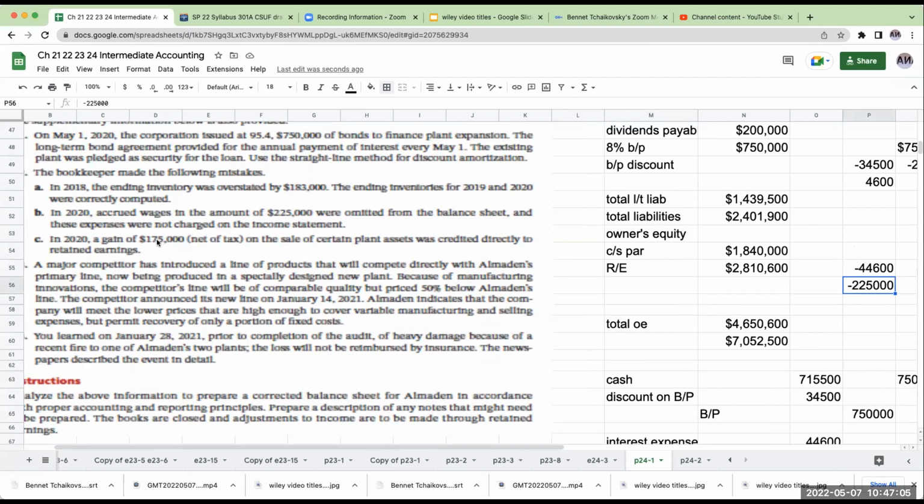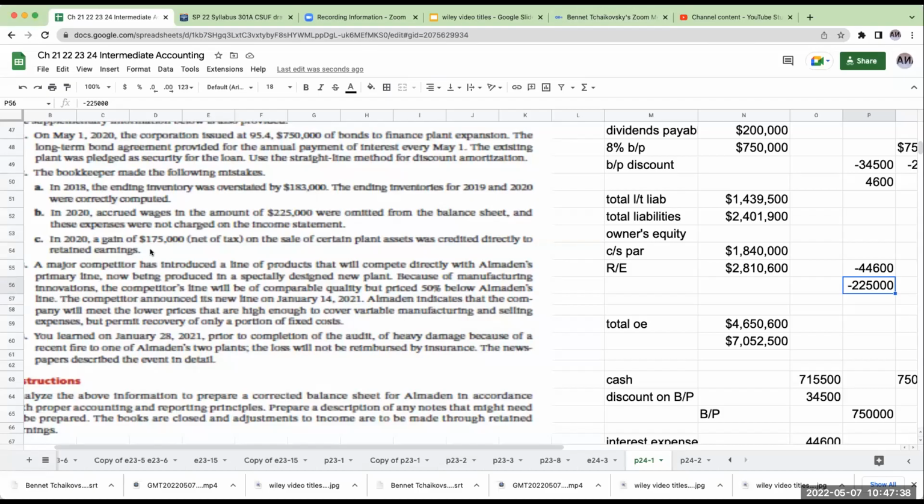Okay, so in 2020, a gain of 175,000 net of tax on the sale of certain plant assets was credited directly to retained earnings. So just give me a moment.